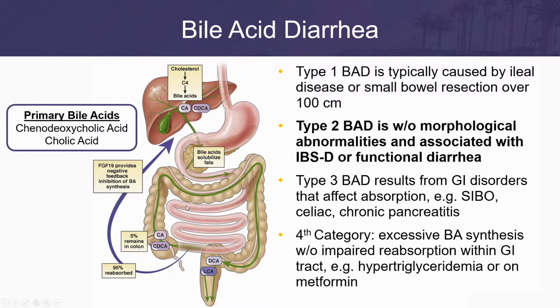Without any morphologic abnormalities, and this is the type that is considered to be associated with IBS with diarrhea or functional diarrhea. And type 3 results from GI disorders that affect absorption, like small intestinal bacterial overgrowth, celiac disease, chronic pancreatitis. And then there is this fourth category.